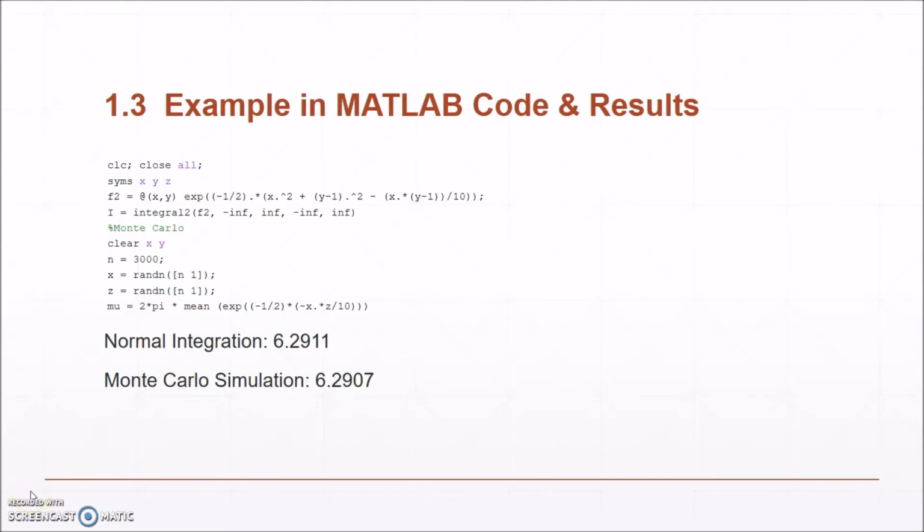All right, for part 3, let's look at an example in MATLAB that can look at an integral and find it both through regular integration and through Monte Carlo simulation. What we've done is a simple integration here, though it's quite difficult to do by hand, but simple to do through MATLAB. We're doing a double integral over x and y of e to the negative 1/2 times x squared plus y minus 1 squared, minus x to the y minus 1 over 10.